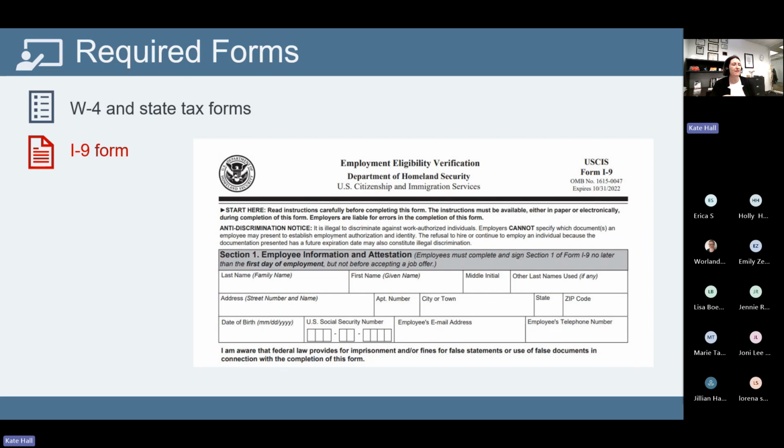If you ever have an I-9 audit done, they will look and you will get dinged. I don't know what the ding is, but you'll get dinged if it's not separated.